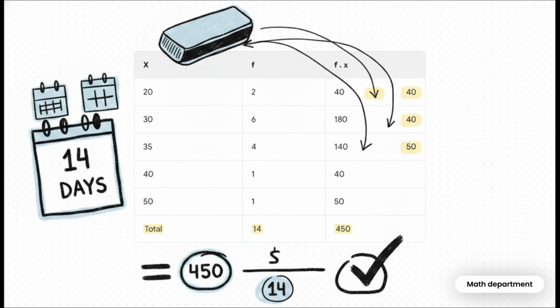Summing those frequencies gives us 14 days, which totally makes sense for a 2-week period. And summing our f times x column gives a grand total of 450. To find the mean, we just divide 450 by 14. If your scratch paper looks anything like this, you absolutely nailed it.